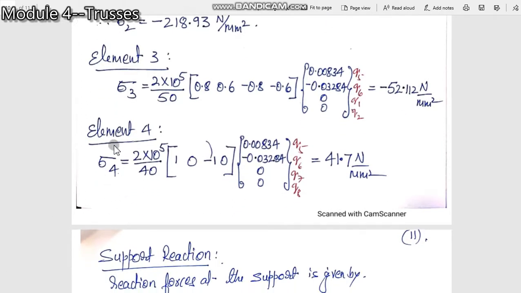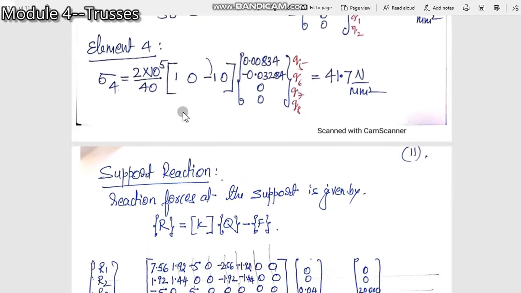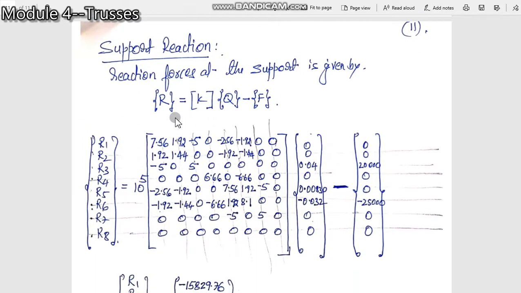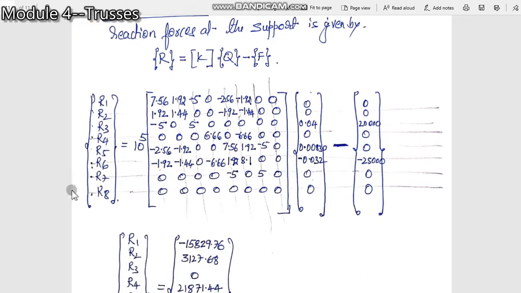Same thing, substitute all the values for sigma 4 with Q5, Q6, Q7, Q8, so 41.7 Newton per mm square. Okay, this is the way you find sigma 1, sigma 2, sigma 3, sigma 4. Now for the support reaction, again the same formula, R is equal to K into Q minus F. Again you have to be careful here when you handle such a big matrix.